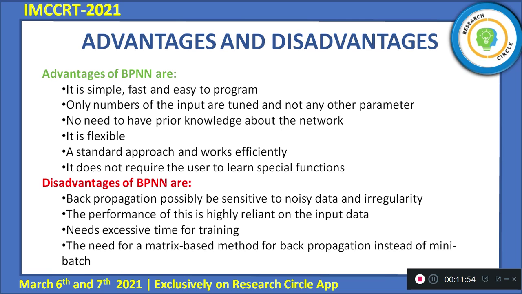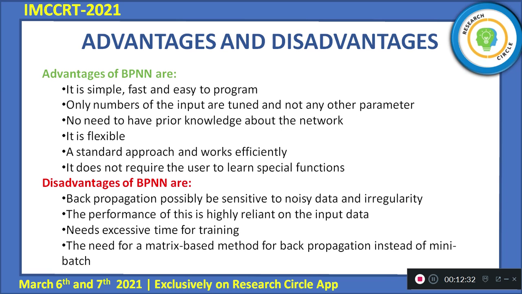Advantages of BPNN are: it is simple, fast and easy to program. Only the numbers of the input are tuned and not any other parameters. No need to have prior knowledge about the network. It is flexible, a standard approach and works efficiently. It does not require the user to learn specific functions. Disadvantages of BPNN: backpropagation can be sensitive to noise, data and irregularity.